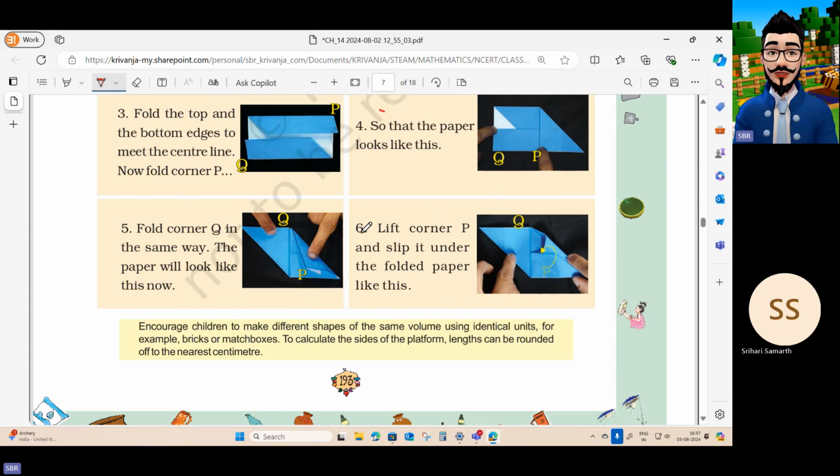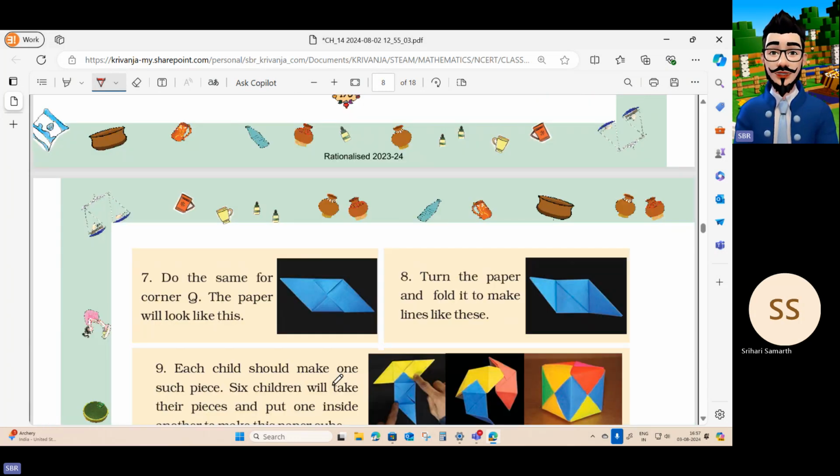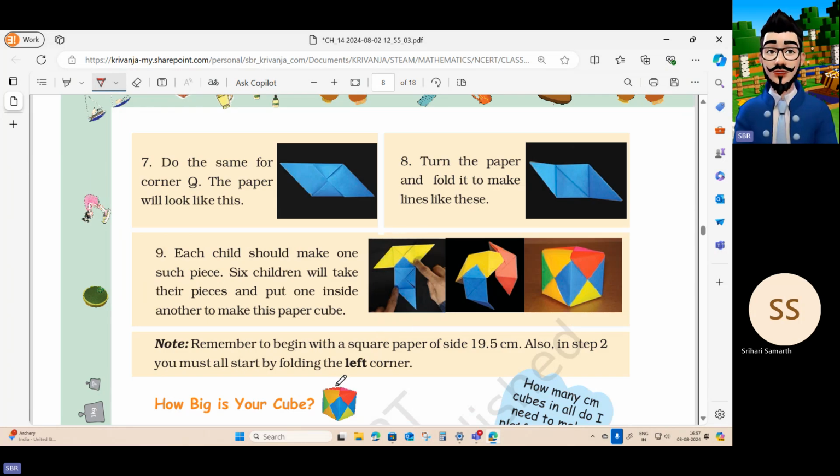Okay. Encourage children to make different shapes of the same volume using identical units, for example, bricks or matchboxes. To calculate the size of the platform, lengths can be rounded off to the nearest centimeters. Okay. Next, I think still there are a few more steps.